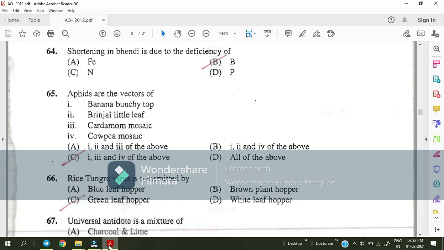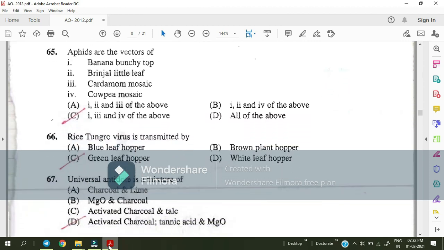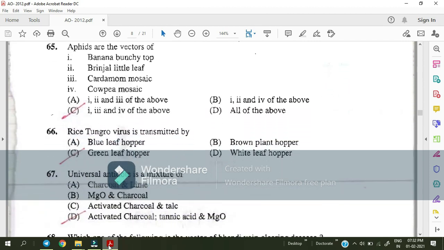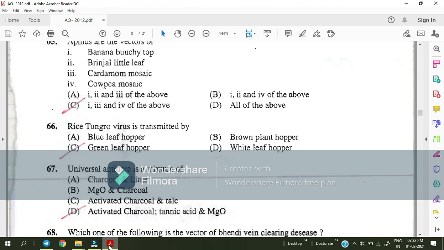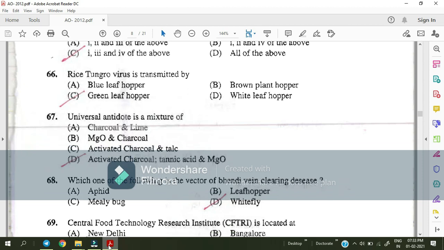66th question, rice tungro virus is transmitted by green leafhopper. Resistant varieties are IR 36, IR 50, White Ponni. 67th question, universal antidote is a mixture of activated charcoal and tannic acid plus MgO. Which one of the following is the vector of bhendi yellow vein mosaic disease? Whitefly.